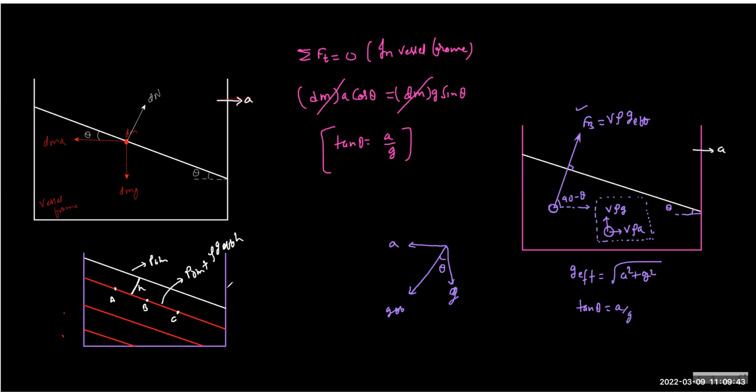Only when you move perpendicular to the free surface, pressure will change. If you move away from the free surface, any surface which is parallel to free surface will have one pressure. They will maintain one particular value of pressure, and that's why these lines are called isobars.